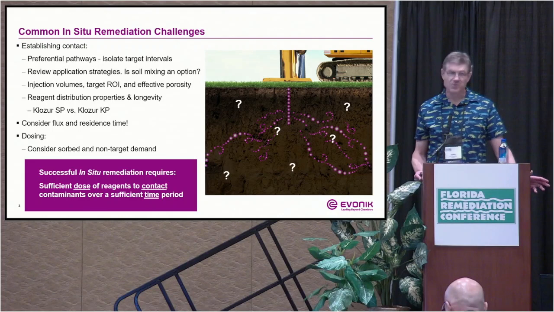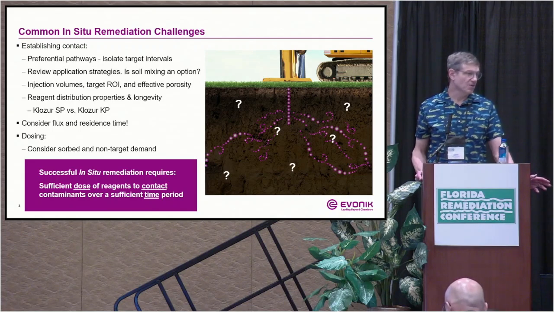Do we have preferential pathways? What are the application strategies? For instance, if you can do soil mixing, well, you're going to obviously get good contact, but a lot of times we do injection because it can be much more efficient. And then we think about our injection volumes, target ROI, what our porosity is, how we're getting things distributed. And of course, different reagents have different properties.